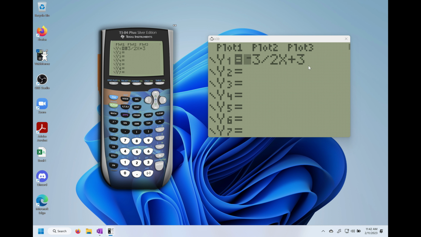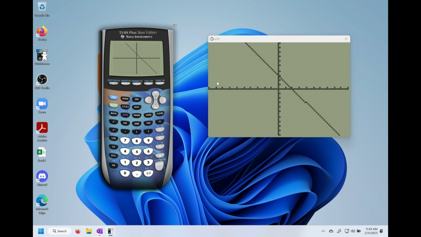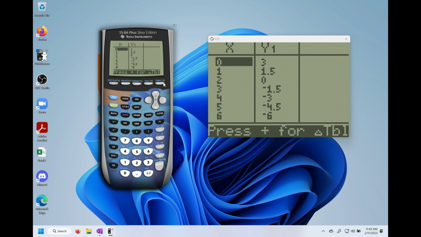Notice here, I still have y equals negative 3 over 2x plus 3 typed into the y equals part of the calculator. Now, if I click on graph, we could see the y-intercept and the x-intercept right here. But we want a table. So right above the word graph, you can see the word table. Let's hit second, table. And notice here, we start to get all these different values. In the first column it says x. In the second column it says y1, which is what we typed in.